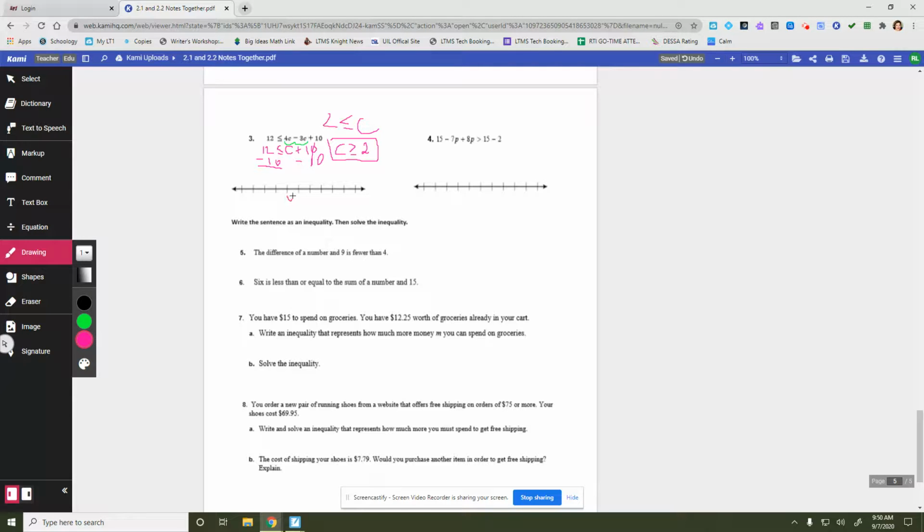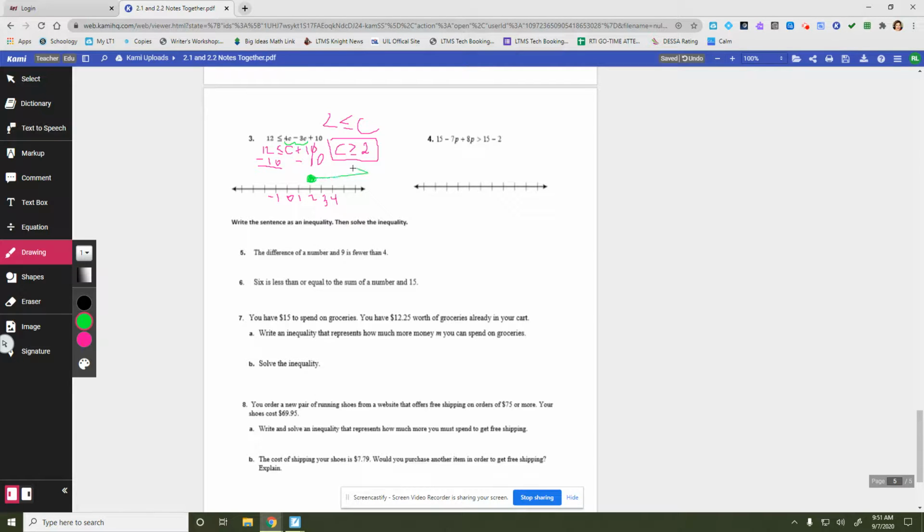So on our graph, I'm going to put my 0 over here, 1, 2, 3, 4, and so forth. Maybe a little -1 over here to make sure we all know where we are. And then my boundary number is 2, but this time, guys, notice this is all the c's that are greater than or equal to. So I need to make sure I fill this in.